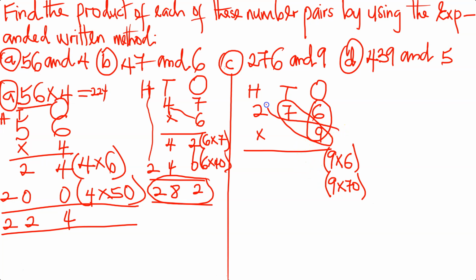And also multiplying 9 by 2. 2 is in the hundreds place. So I'm not just going to say 9 times 2. No. Rather, I'm going to look at the place value, which is 100. So this is exactly 9 multiplying 200.